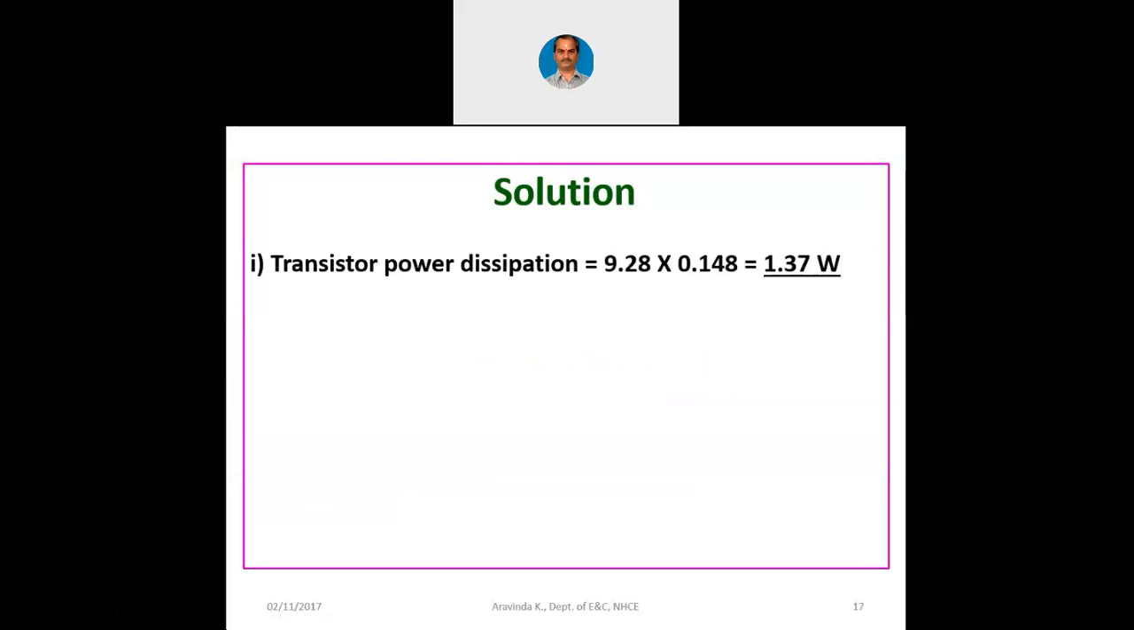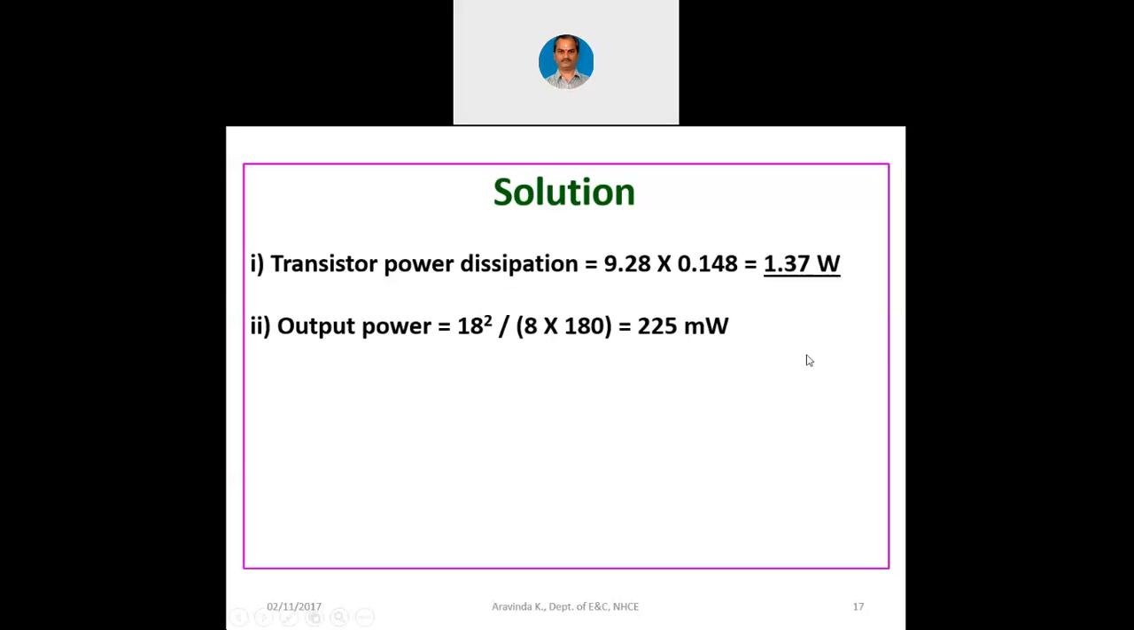So the transistor's power dissipation is 9.28 into 0.148. 9.28 volts was VCEQ and 0.148 ampere was ICQ. So the transistor's power dissipation is 1.37 watt. Approximately, if we take it as 1.5 watt, the transistor must have a maximum power rating of at least 3 watts for safe operation. So this is the transistor power dissipation.